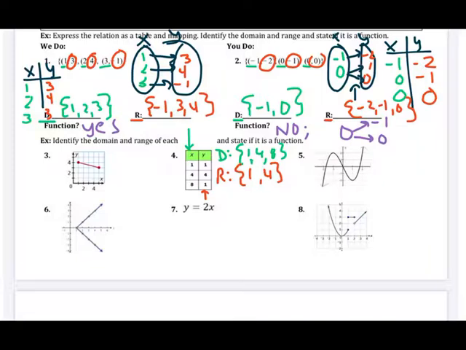So now we have to ask ourselves, is this a function? So looking at our x's, do we have the same number repeating in our x's, or do we have an x that goes to two different y's? And no, we do not. So yes, this is a function.